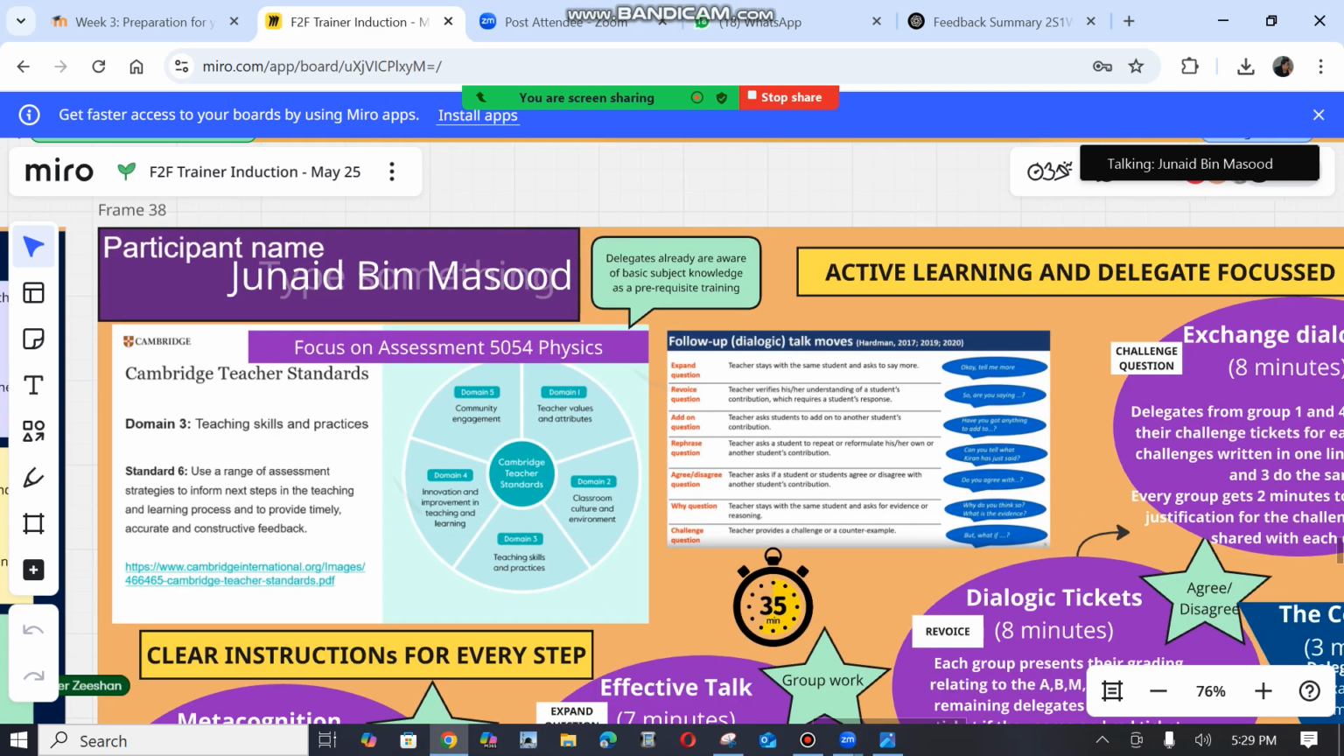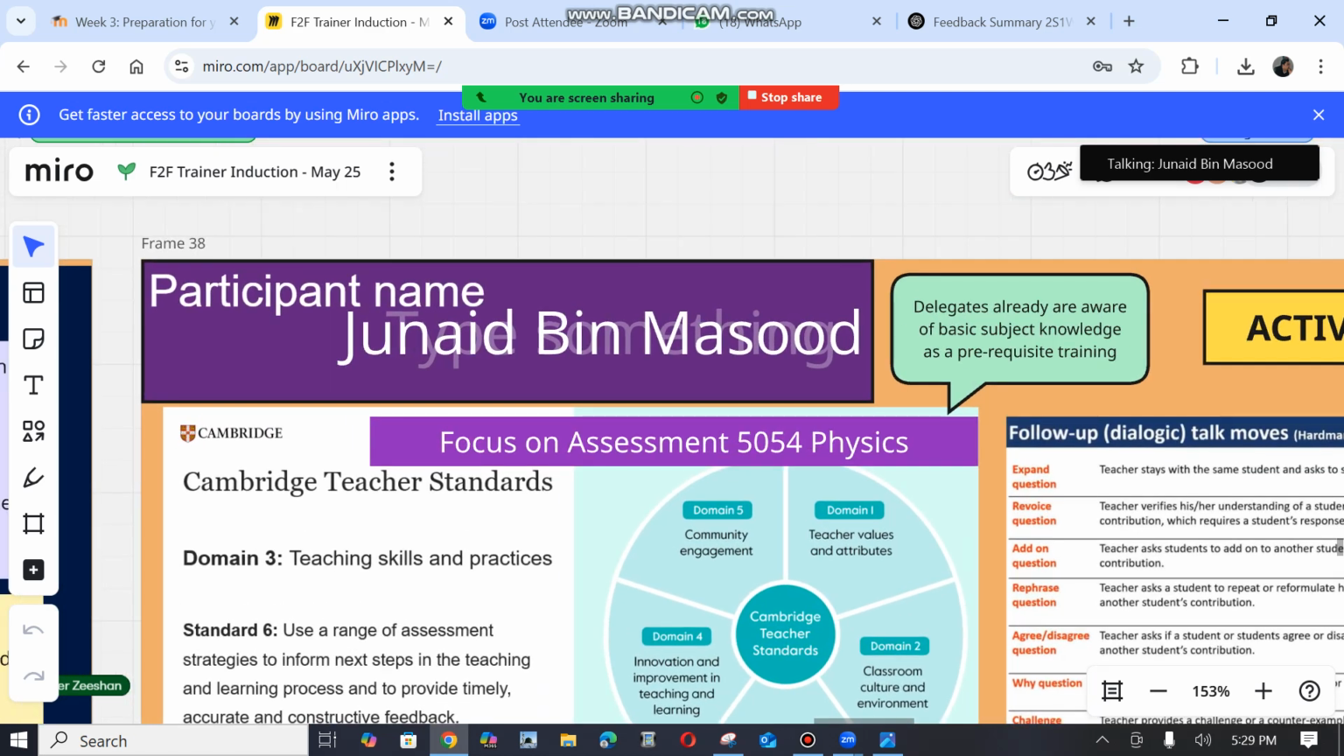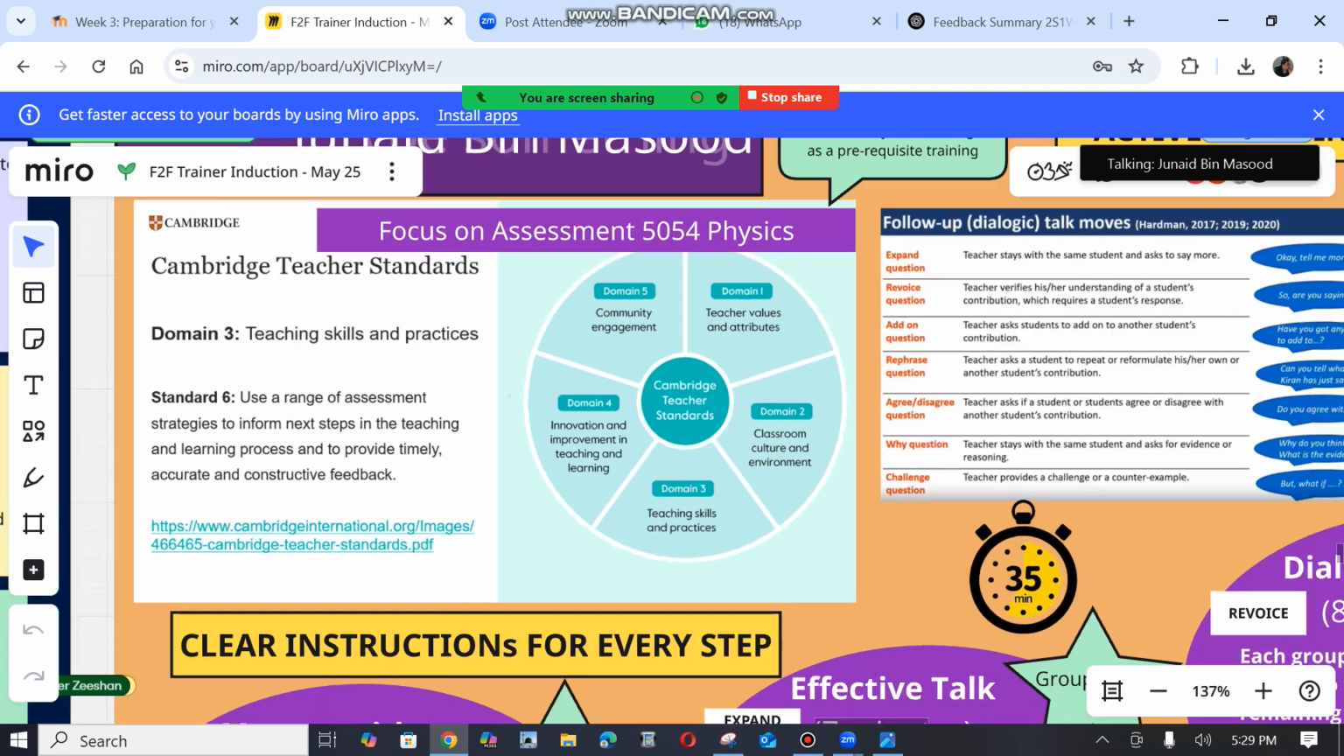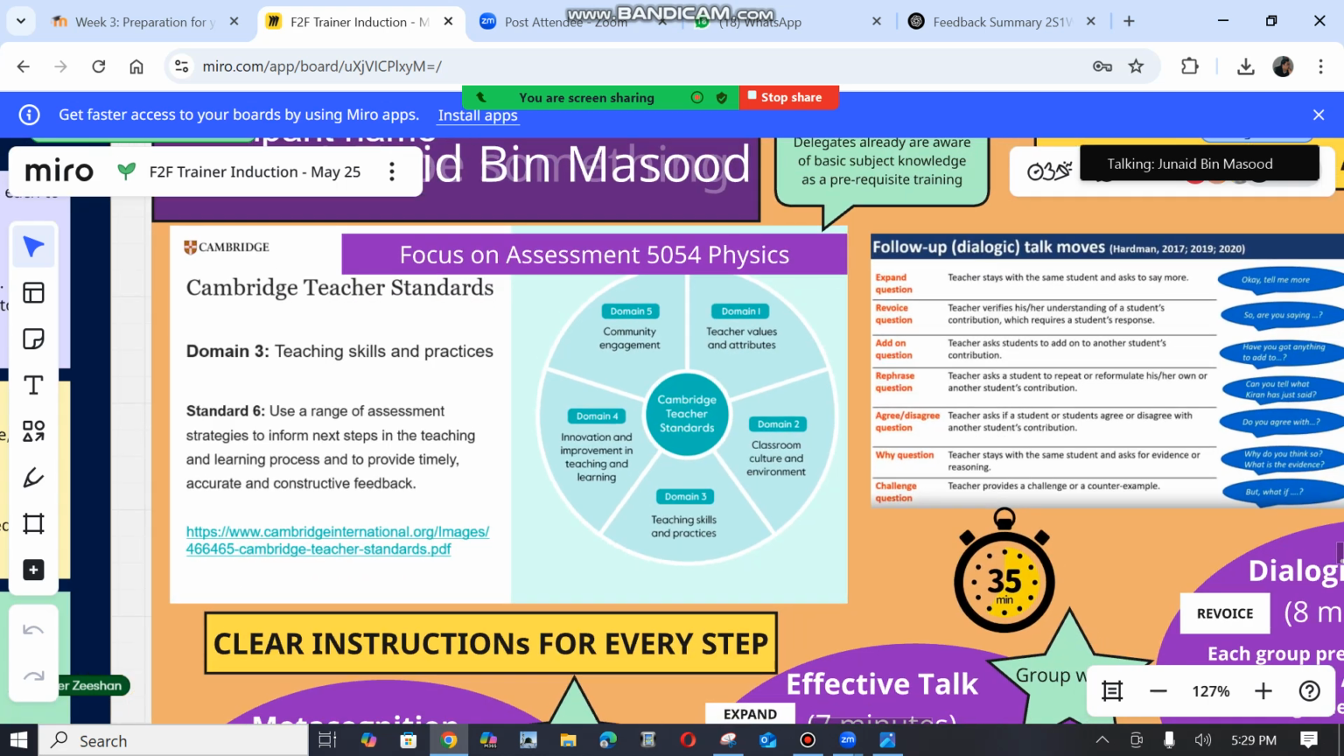Hello, everyone. Greetings. My name is Junaid bin Masood, and I chose the slide of focus on assessment from my trainer pack of 5054 physics. It mainly involved the range of assessment strategies to be applied during the teaching and learning process, and to provide timely, accurate, and constructive feedback.